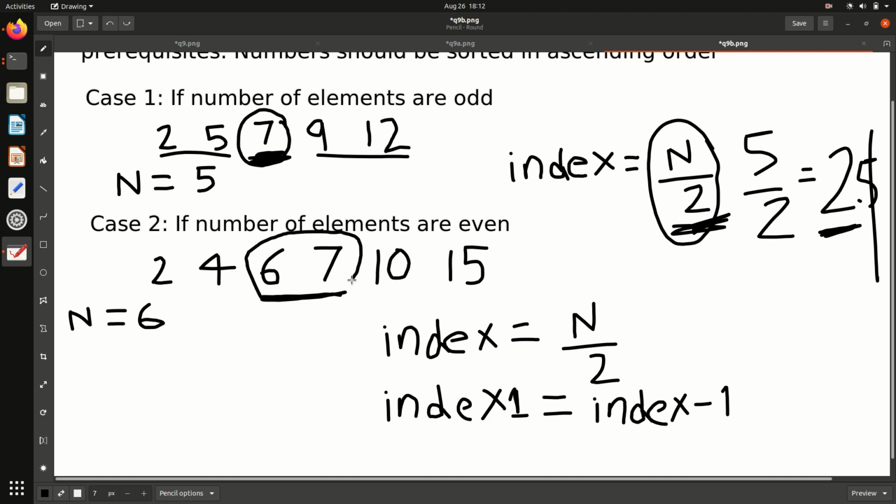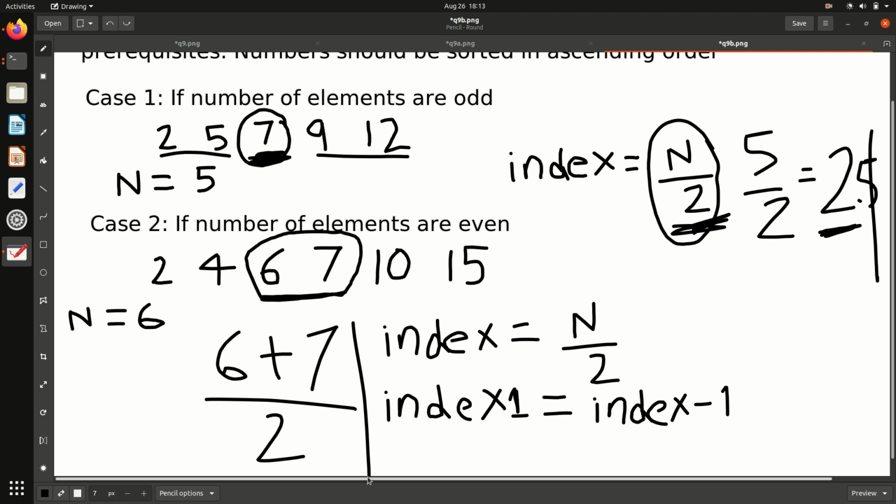Now if you have two middles, what do we do? We take their average. So (6 plus 7) by 2. At first we take both numbers and then take the average of them. Okay, so this was directly. Now how will we do it in code?